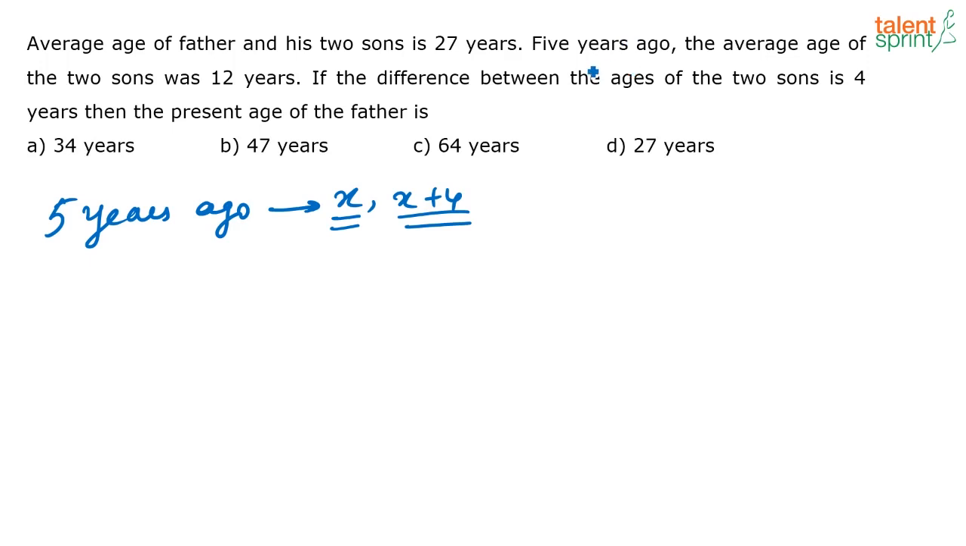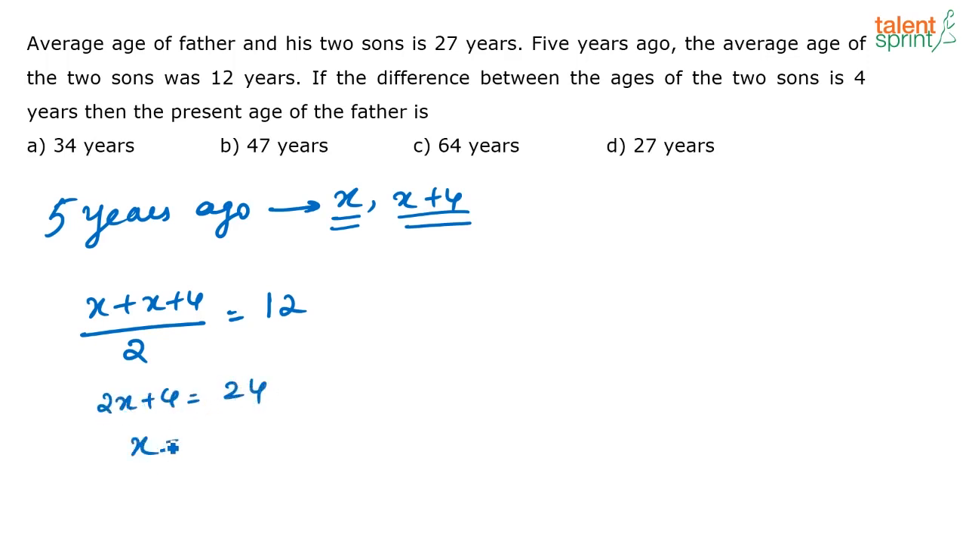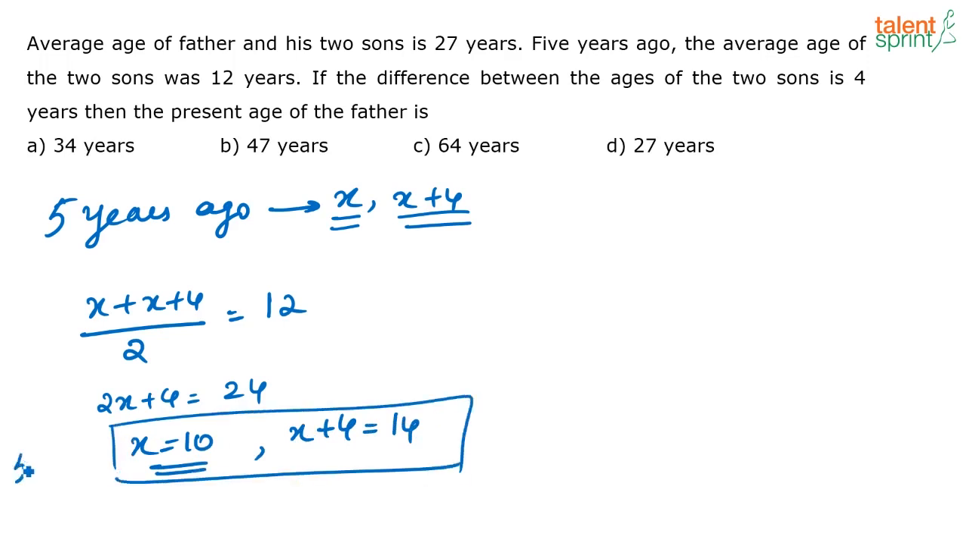Then what they are saying, 5 years ago the average age of the 2 sons was 12 years, or x plus x plus 4 divided by 2. That is the average, correct? This is the age of the first son, age of the second son divided by 2. That is equal to 12. Or I can say 2x plus 4 is equal to 24, or I can say 2x is equal to 20, or x is equal to 10. So if one son's age was 10, the other son's age, that is x plus 4, that is equal to 14. Now these ages that I have got are their ages 5 years ago. Keep that in mind.